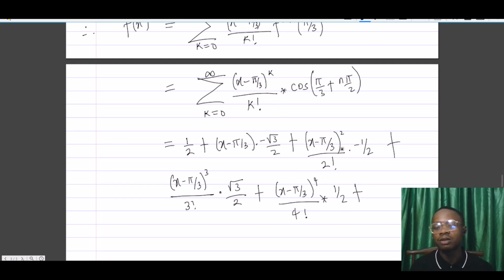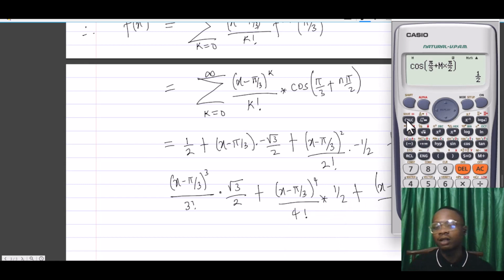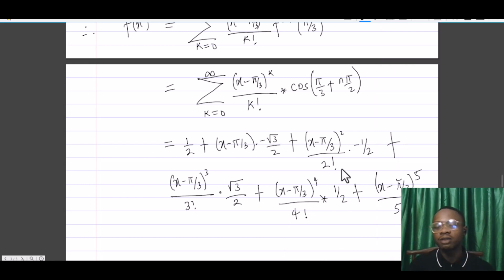Then the next term will be x minus pi over 3. I'm going to stop here. We can continue like that and just keep getting that, divided by 5 factorial, multiplied by what happens when n equals 5. Let's get back to this. Calculate for n equals 5. That's minus root 3 over 2. So this is going to give us minus root 3 over 2, and the terms will continue like that.